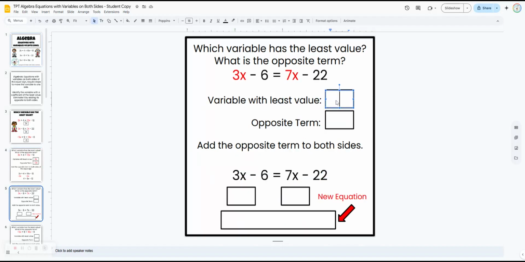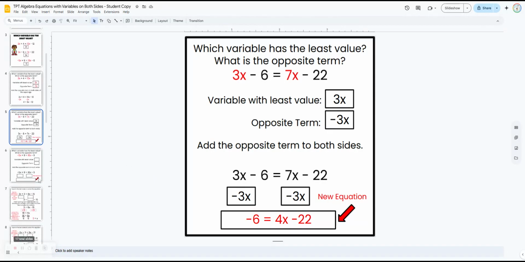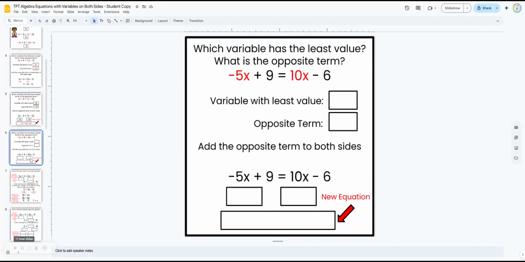So again, which has the least value, 3x. The opposite would be negative 3x. So we're going to add that negative 3x to both sides, and we end up with negative 6 equals 4x negative 22. So now we just have a two-step equation to solve. So students are going to do that on the next slide.